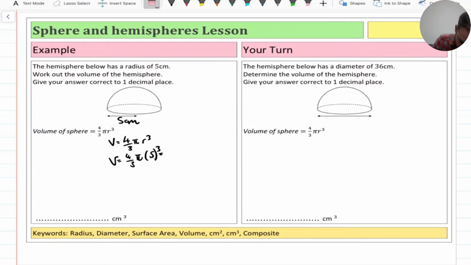So let's just make it really clear what I'm doing here. This is the volume of the full sphere, which is equal to 523.59877. Continuing on. So for a hemisphere, I need to divide this by 2.